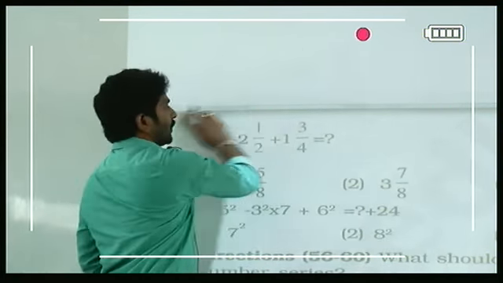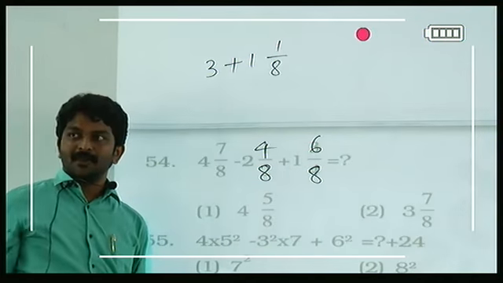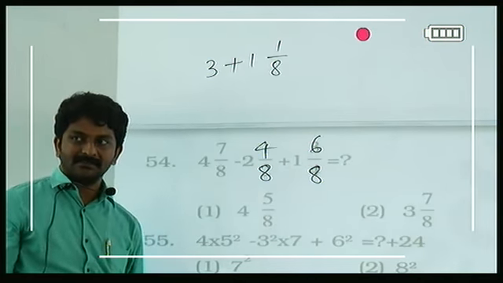Denominator is 8. So let's write every number as having denominator 8. 1 by 2 can be written as 4 by 8. 3 by 4 can be written as 6 by 8. 7 by 8 minus 4 by 8, 3 by 8. 3 by 8 plus 6 by 8, 9 by 8. 9 by 8 in the sense 1 by 8. So the answer is 4 1 by 8.